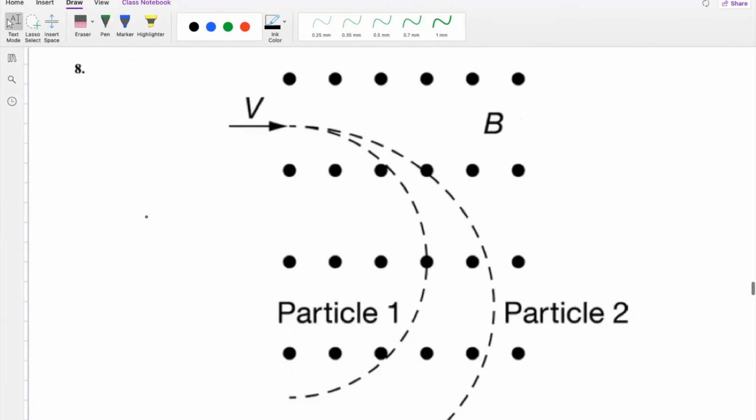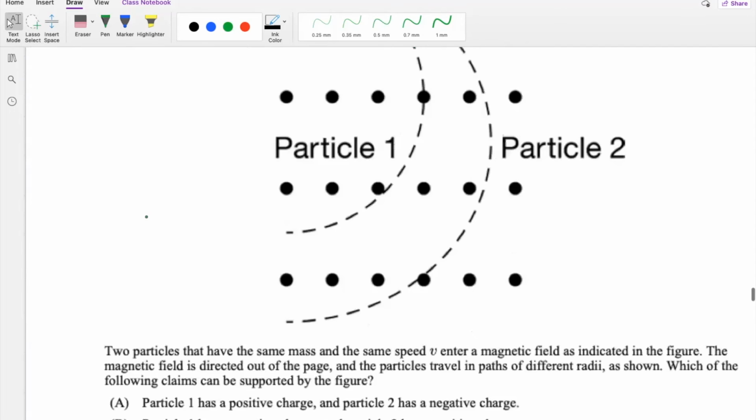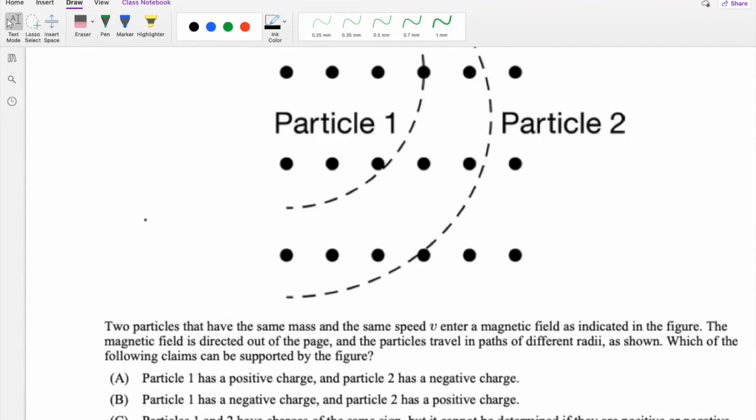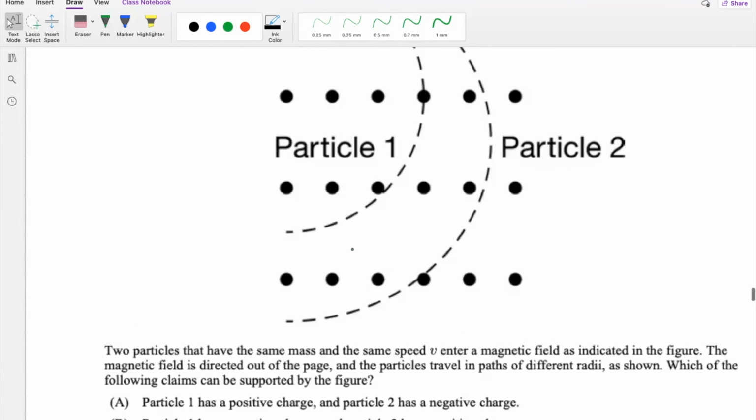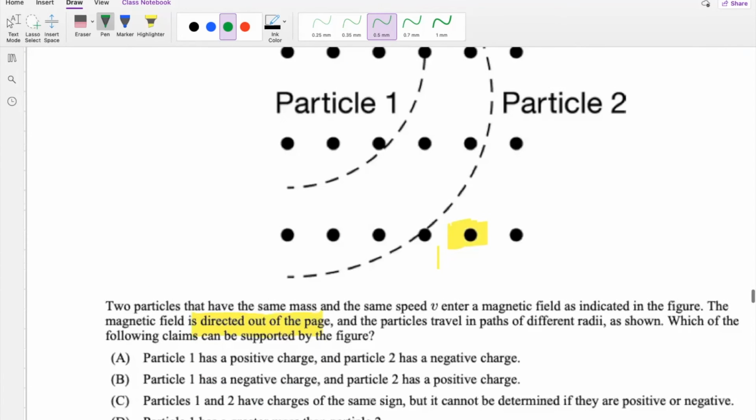8. So again, more particles, more trajectories as they move through a magnetic field, and they want us to talk about which of the following claims can be supported by the figure. And we know that the magnetic field is going to be directed out of the page, as shown by these dots. Okay, so they tell us that particle 1 has a positive charge, particle 2 has a negative charge.